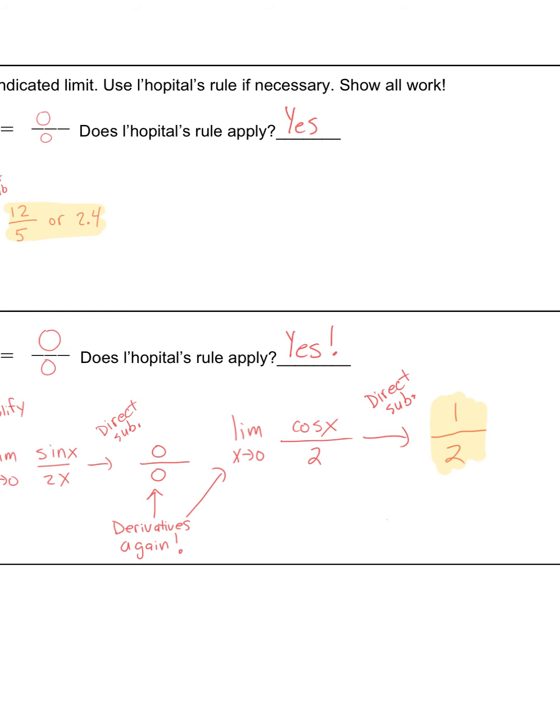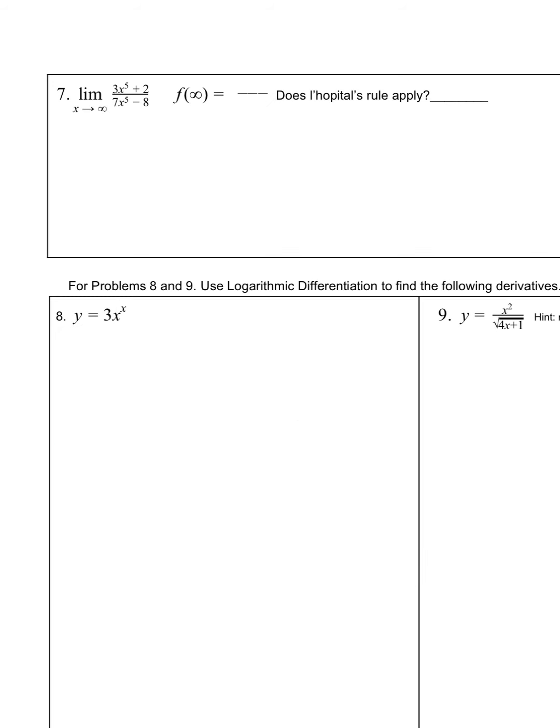Okay, let's go to the back side. Number 7, one more L'Hopital's. Now we're plugging in infinity. When you're plugging in infinity, you just have to think about plugging in a really big number. So I'm just going to write that out for you. You're just thinking about plugging in a really big number.